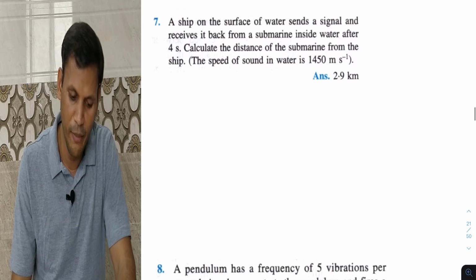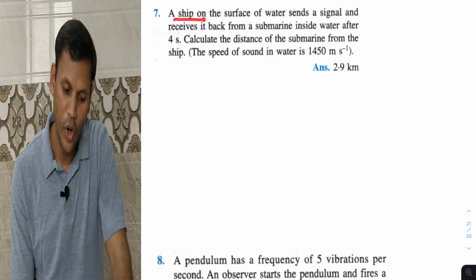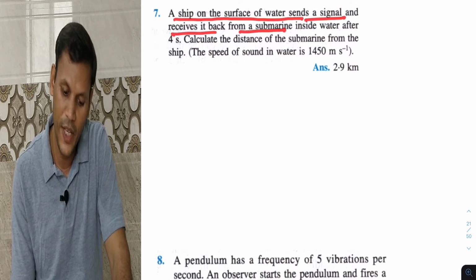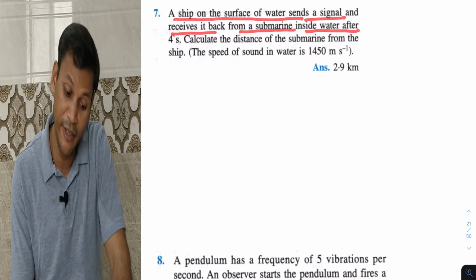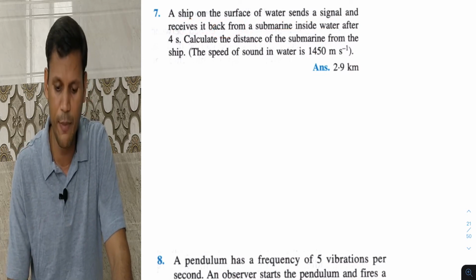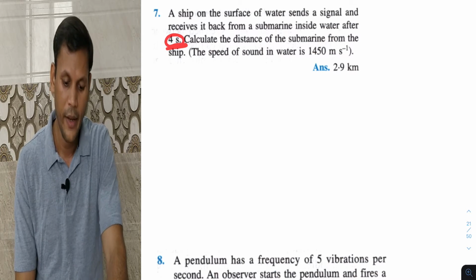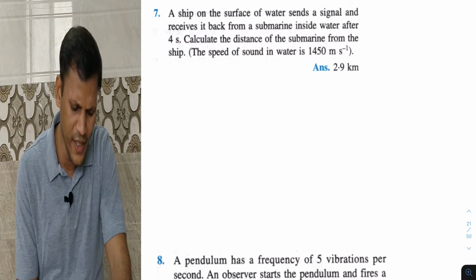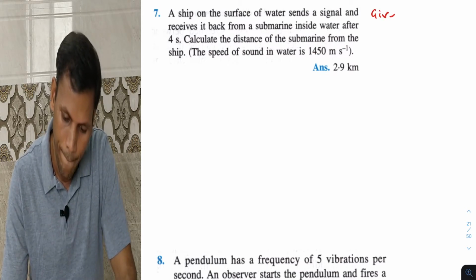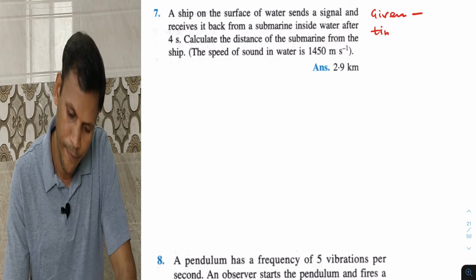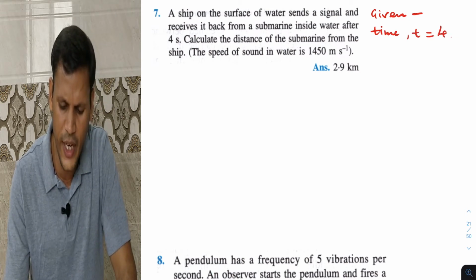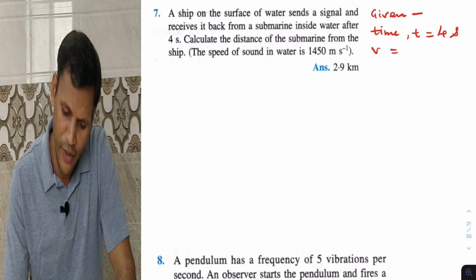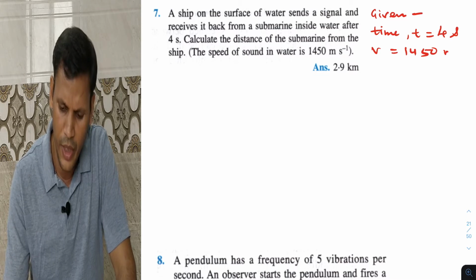Okay, now question number 7. A ship on the surface of water sends a signal and receives it back from a submarine inside the water. So again reflection takes place after 4 seconds. Calculate the distance of the submarine from the ship. Same pattern it is. So what is given? Time T, total time, is 4 seconds, and speed V is given as 1450 meters per second.